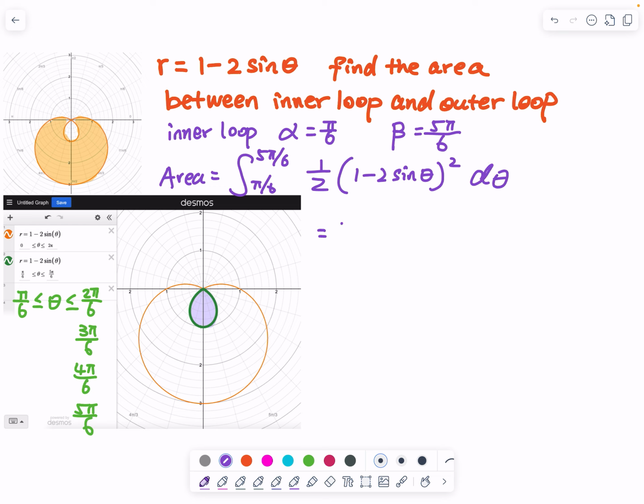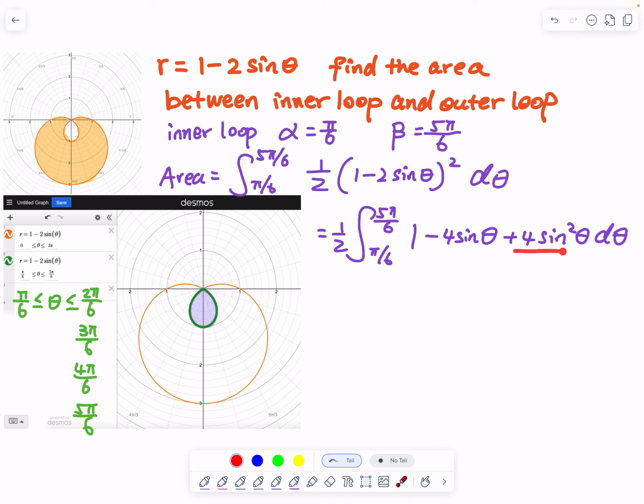Okay, let's pull the 1/2 out. And then you have the integral. Okay, you square that, 1 times 1, minus 2, minus 2, that is minus 4. And then 2 times 2 is 4. And then you have a sine squared theta. And then you have a d theta.